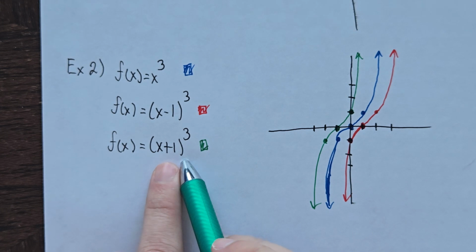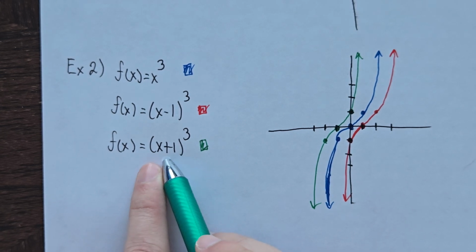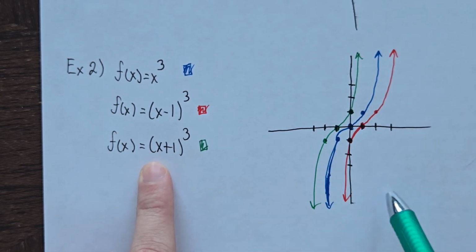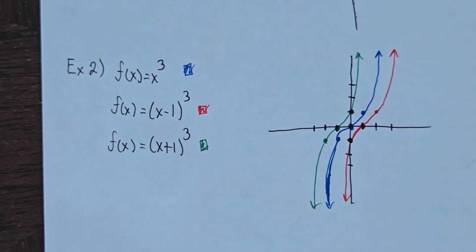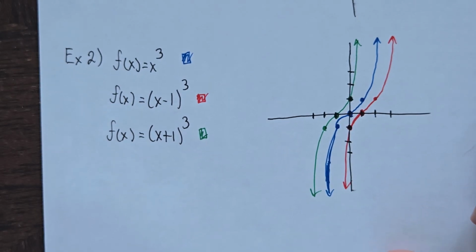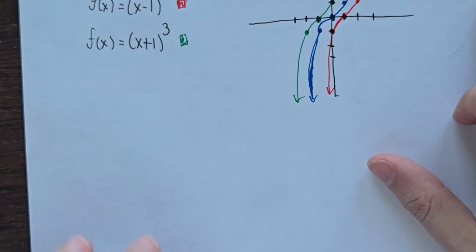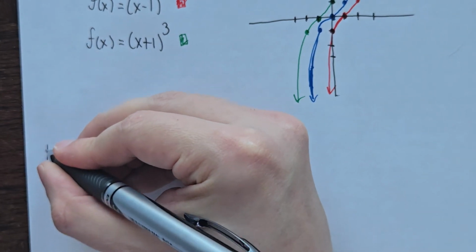So whenever you add a number inside the parentheses directly to the input, you're actually shifting over to the left. And whenever you subtract a number from the inside to the input, you are shifting over to the right instead. Okay, so that's another interesting thing to notice right here. Let's look at example 3.